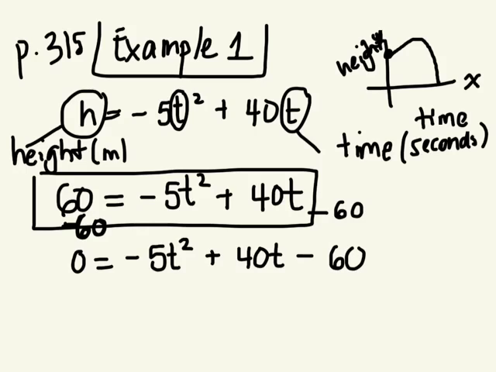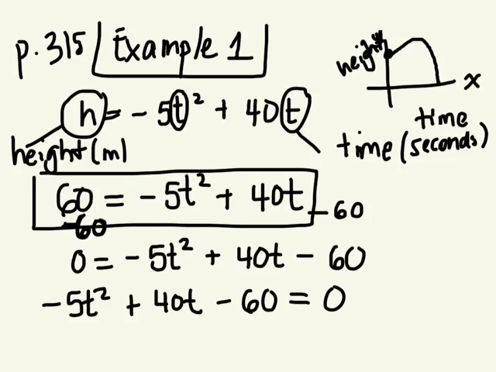You learned how to solve for a variable. Imagine there was an x there. Doesn't matter what variable we're using. I'll rewrite this as negative 5t squared plus 40t minus 60 equals 0. Can this be factored, and can you find t? Yes. Okay, so let me flip the page.